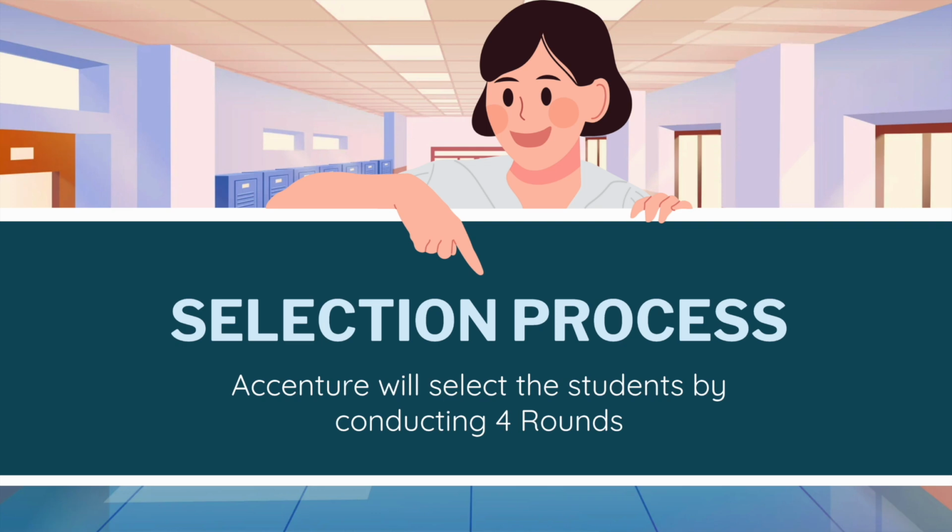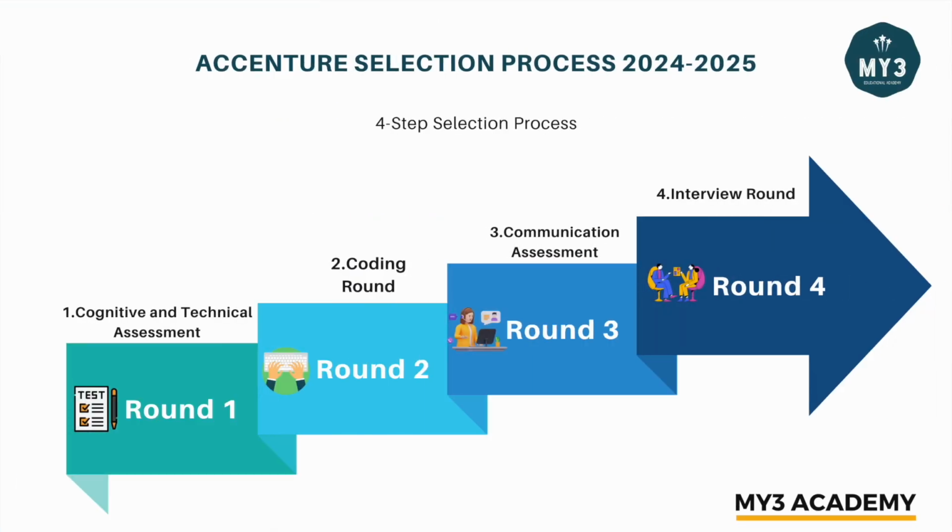Basically, if you come to the selection process of Accenture, they select a student by conducting 4 rounds. The first round is going to be the written test, and they will name it as cognitive and technical assessment. Once the student is able to clear the first round, they will be going to the second round, that is the coding round. If you are able to crack the coding round, you will be having a communication assessment as round 3, and round 3 is not an elimination round.